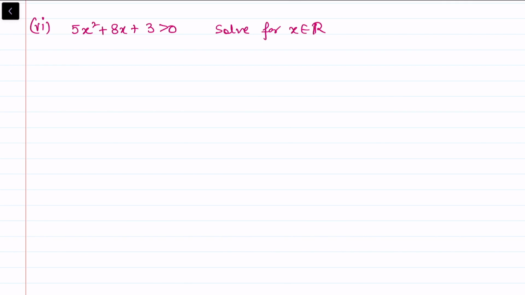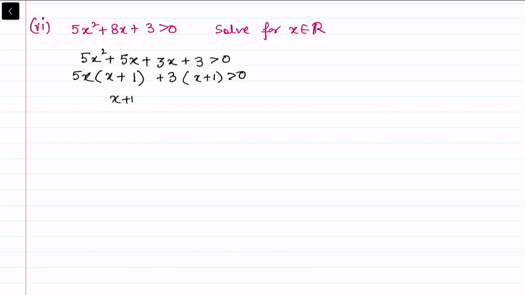Now suppose we want to solve this question, 5x square plus 8x plus 3 greater than 0. In this case, let's make the factors quickly. 5x square plus 5x plus 3x plus 3 greater than 0. Take 5x common, we get x plus 1, plus 3 common, we get x plus 1, greater than 0. So we have x plus 1 and then we have 5x plus 3 greater than 0. Now this is x plus 1, and even you can take this 5 common from the second term. We will get x plus 3 by 5 greater than 0.